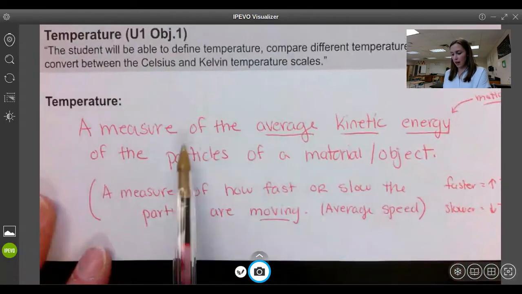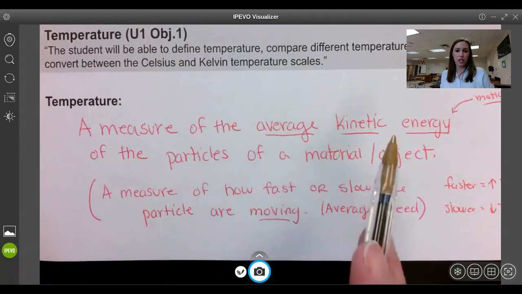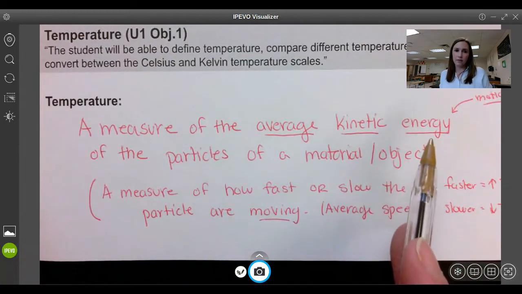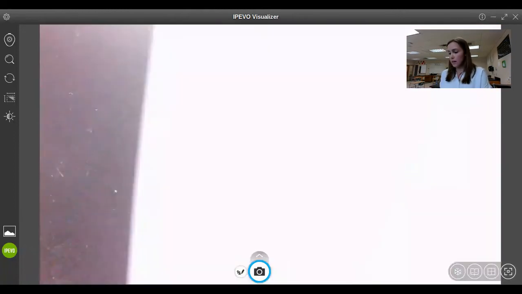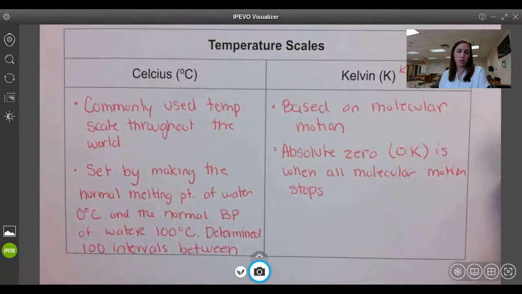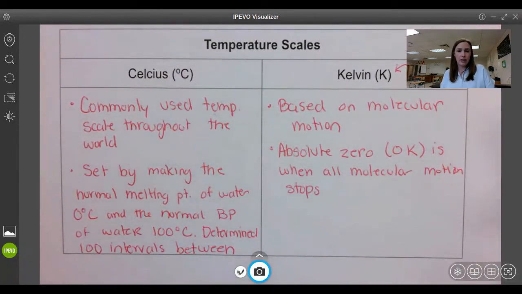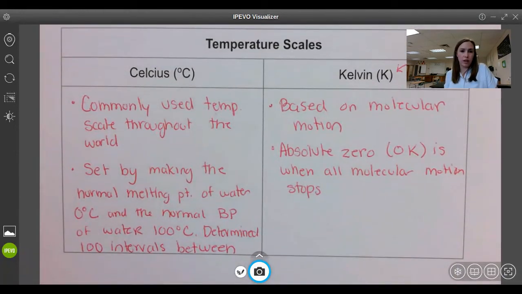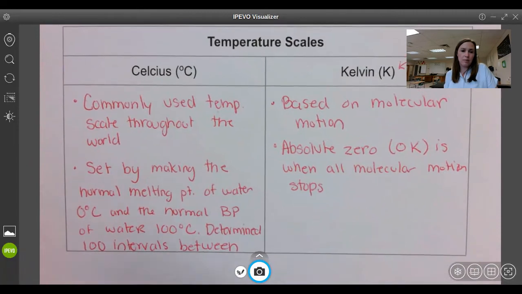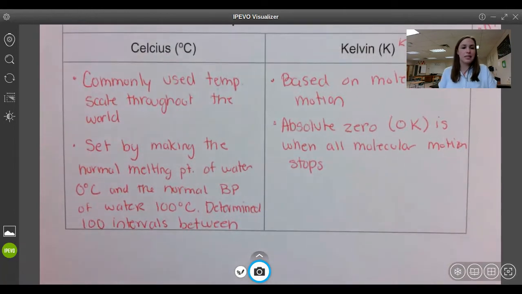You need to be able to define this and know that temperature is a measure of average kinetic energy, because you're going to see that in a variety of questions, and we're going to expect you to be able to identify that. So the two big scales that we deal with in our chemistry course are the degrees Celsius scale and our Kelvin scale. So degrees Celsius is the most commonly used one throughout the world. We do use the Fahrenheit scale in the United States, but we're not going to be dealing with that in our course. The Celsius scale was set up by basically looking at the melting point of water and the boiling point of water. They set that to 0 and 100 respectively, and then made 100 divisions between the two.